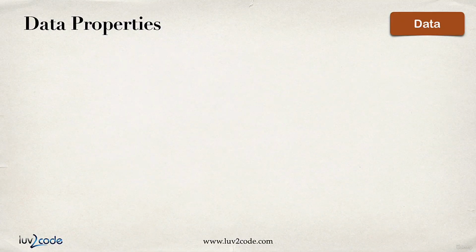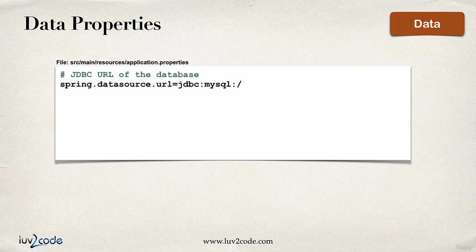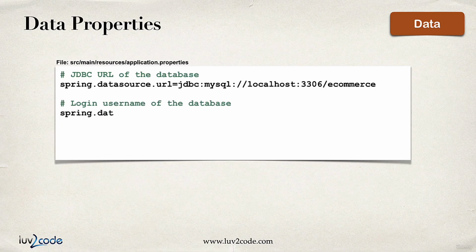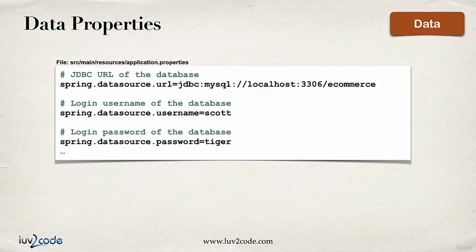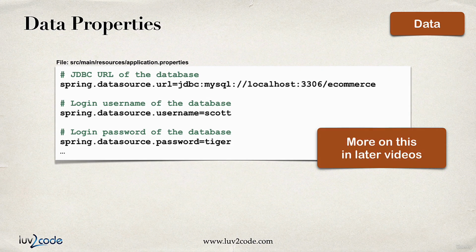Spring Boot also has support for some data properties. In your application.properties file, we can set up the JDBC URL, so datasource.url equals jdbc:mysql://localhost/ecommerce. We can set up the username of scott and the password of tiger. We'll get into more of this later when we move into Spring Boot data access. We'll have slides and videos that cover how to use the data properties. So don't worry, I've got you covered.